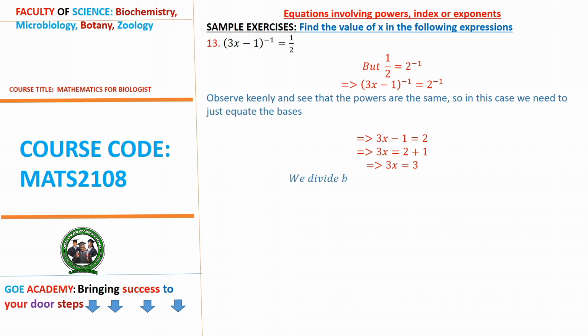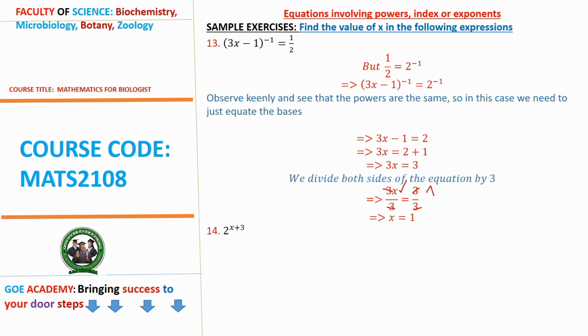At this level, we need to divide both sides of the equation by 3 to make x the subject of the formula. Even a Form 1 child or a Class 6 child or a Class 1 child knows that 3 goes off with 3. So on the left hand side, what we are left with is x, and here we are left with 1. So the value of x will simply be equal to 1.